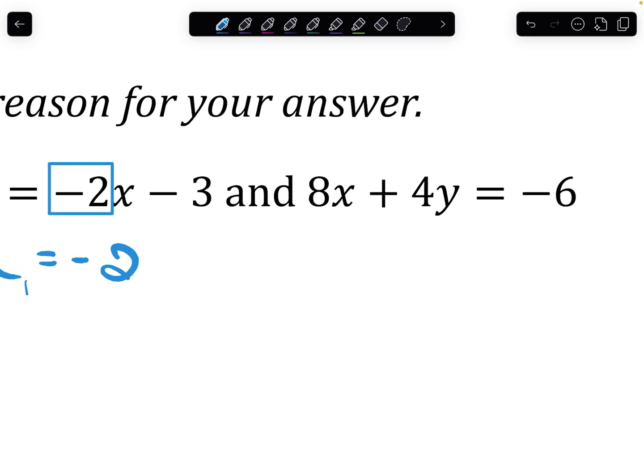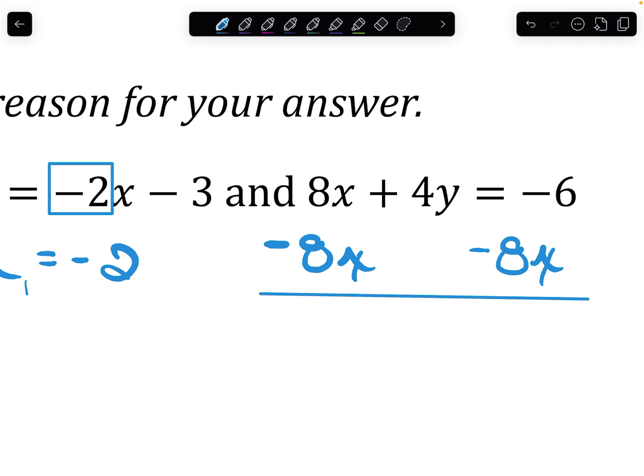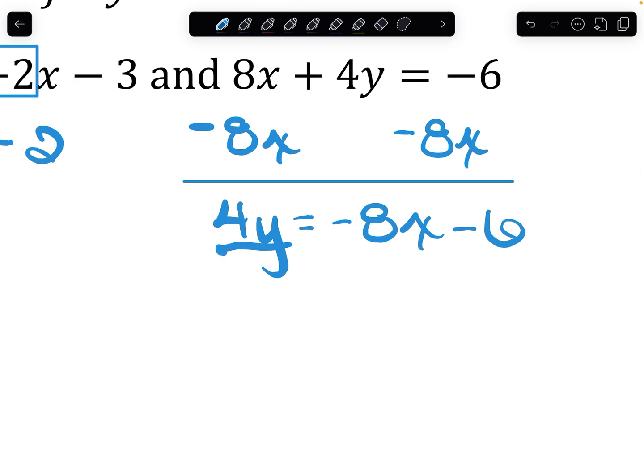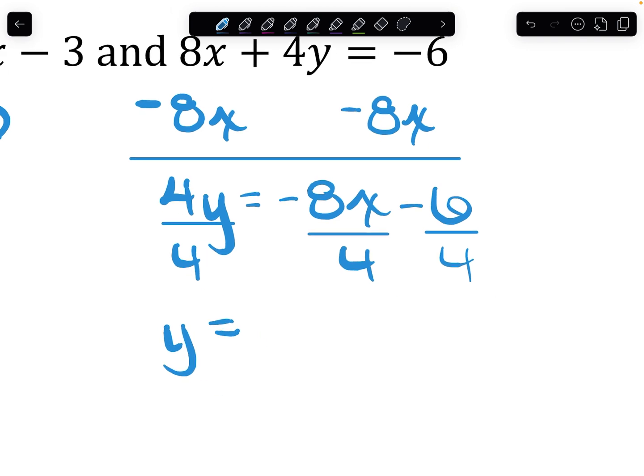Second line is not in the right format, so let me go get it there. So we're going to move the 8x. So 4y is -8x minus 6. We're going to divide by 4. So on the last one, I just used one division bar with the 4. If you prefer, because you're worried you're going to mess it up, you can divide both of them by 4 individually. So we get y equals -8 divided by 4 is -2x. -6 divided by 4 does not divide evenly, but it does reduce to -3/2. So we can see our slope number 2.